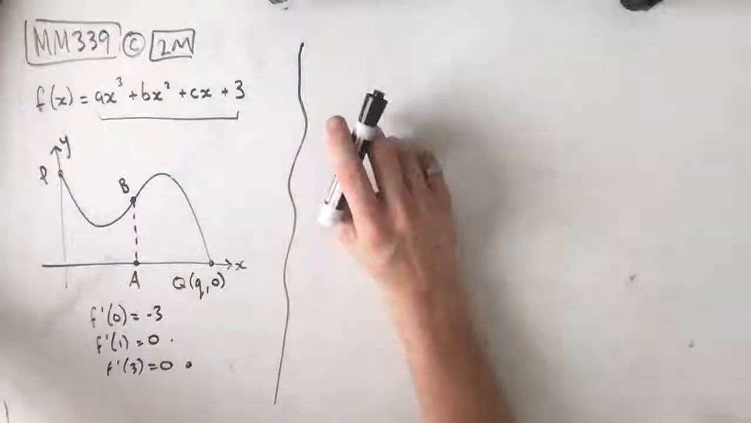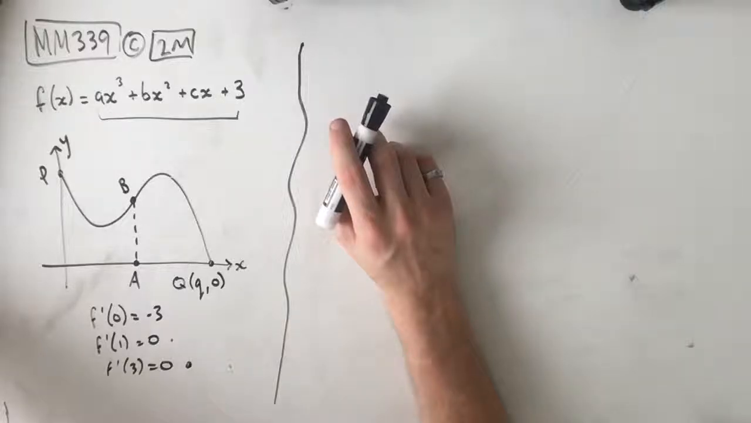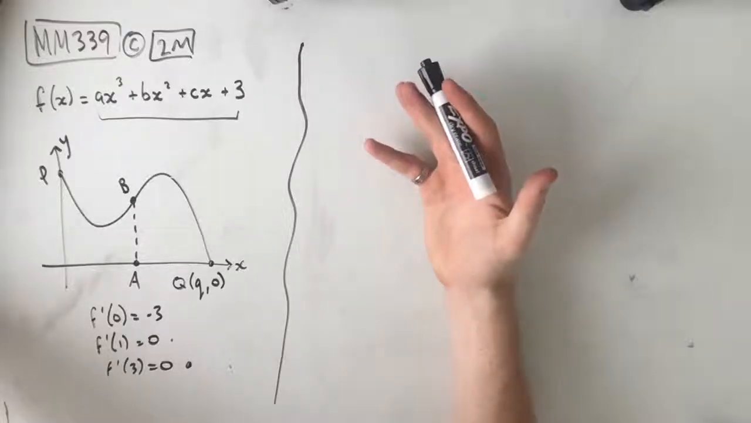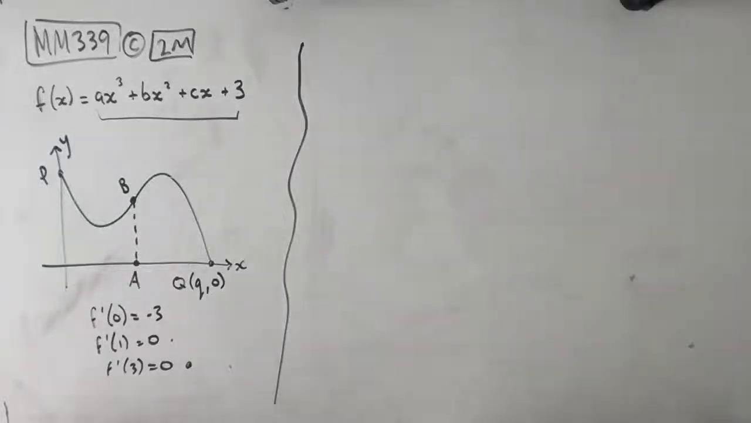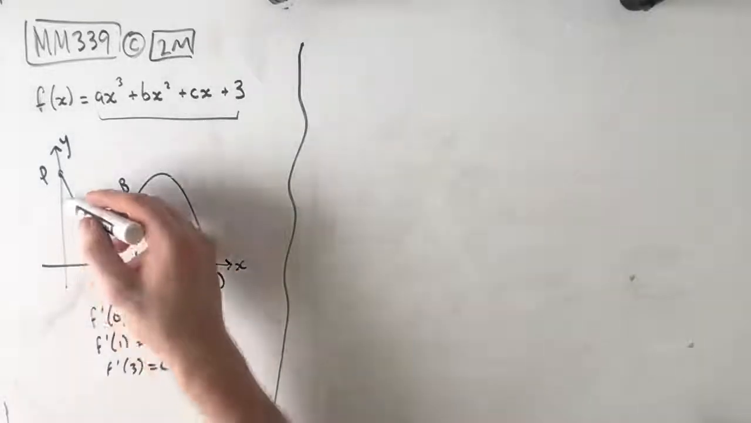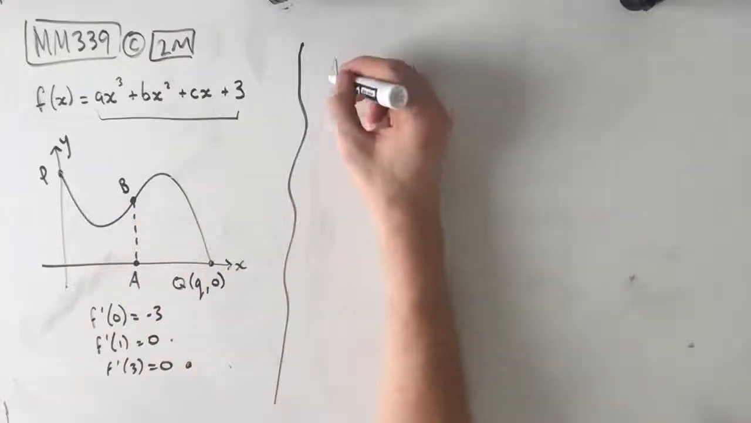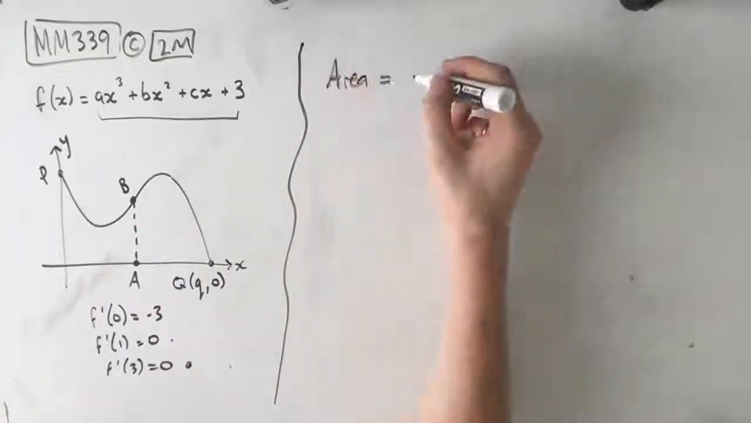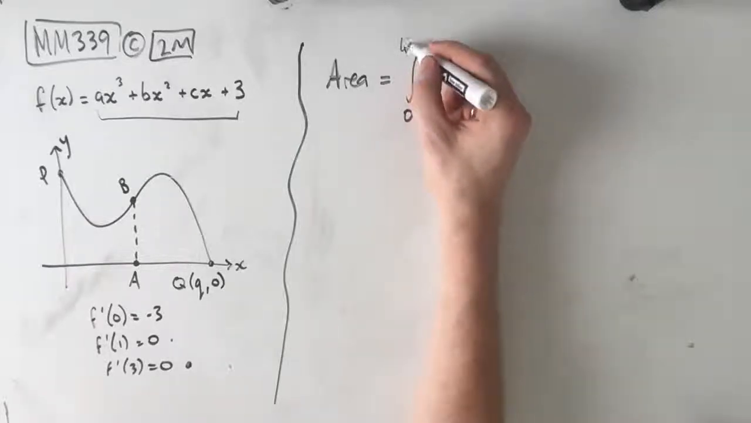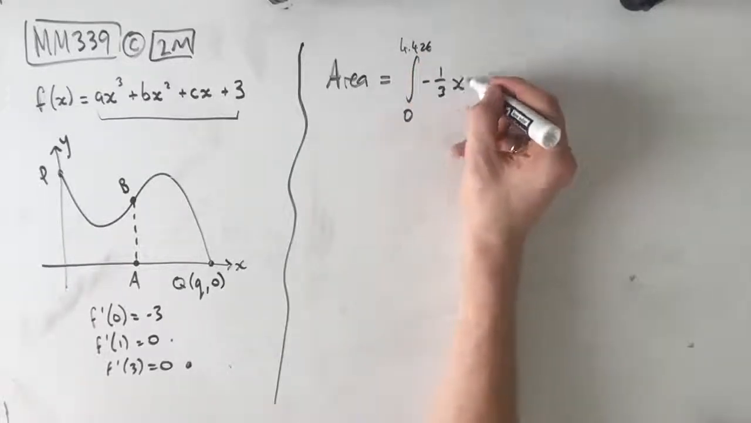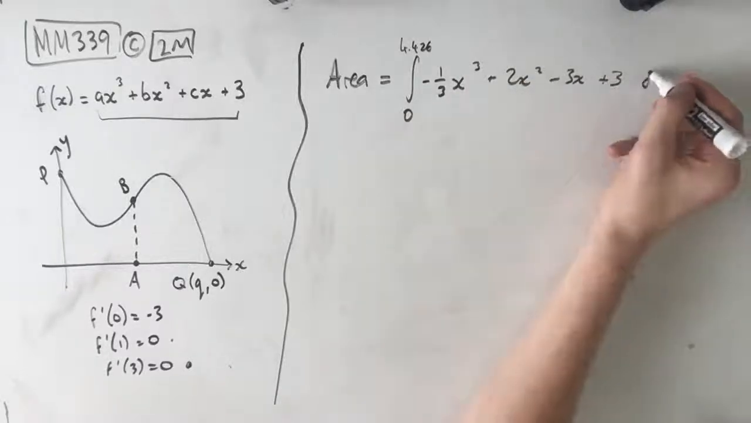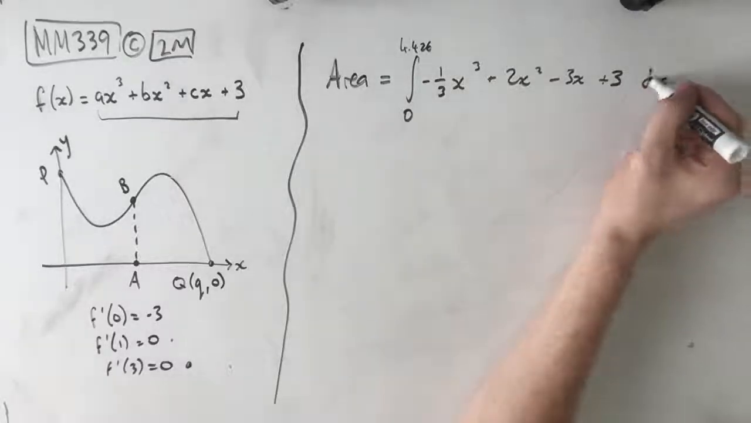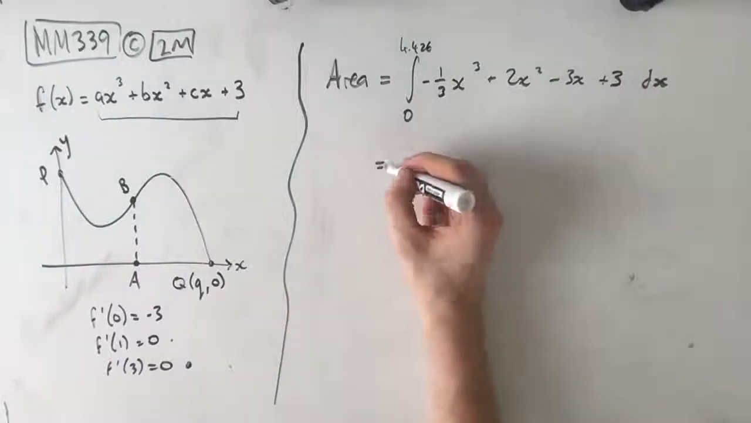All right, awesome. So we know that she's going to need 100 mils per square meter. So to find that total volume, all we need to do is find the total area and then multiply that by 100 mils. Awesome. So in order to do that, we're going to need to find this total area, right? So all the area under this graph. The way that we do that is by using our integral, right? So area from 0 to 4.426, negative 1/3 x cubed plus 2x squared, take 3x plus 3 dx. Awesome. Cool.